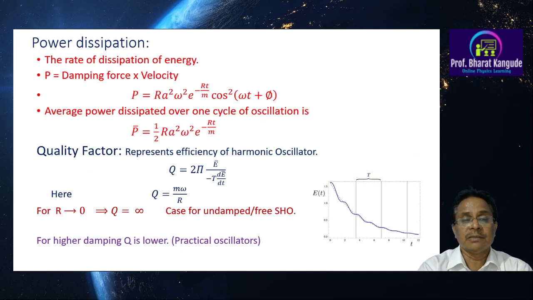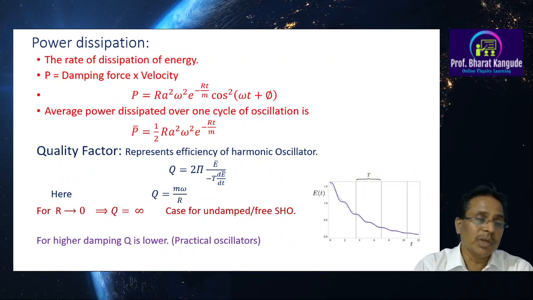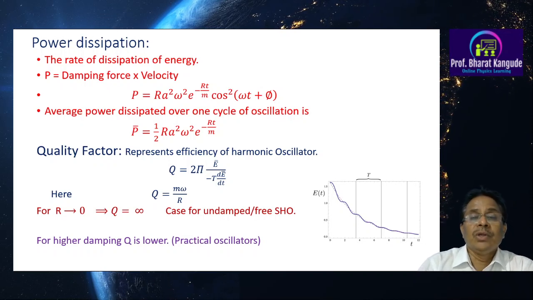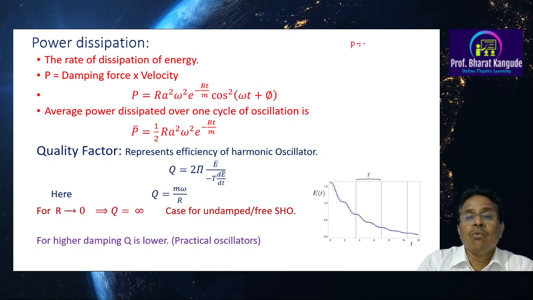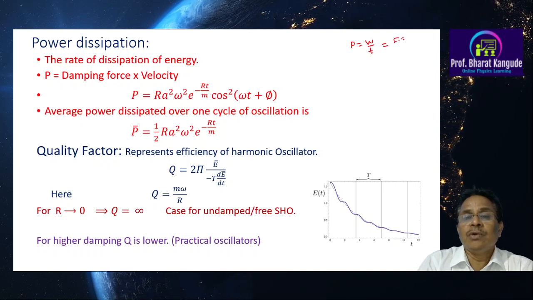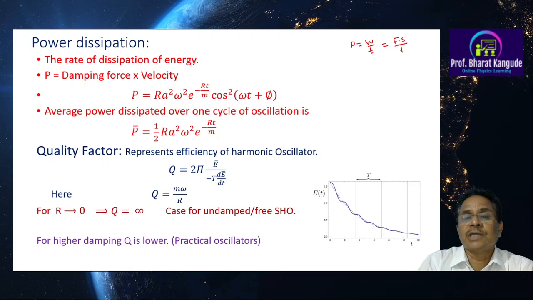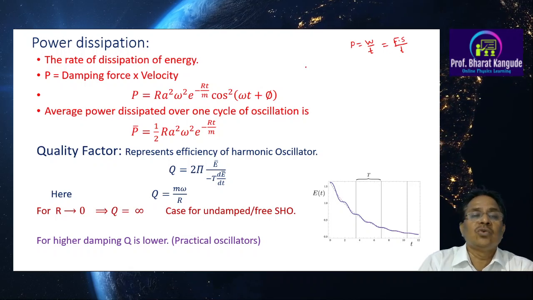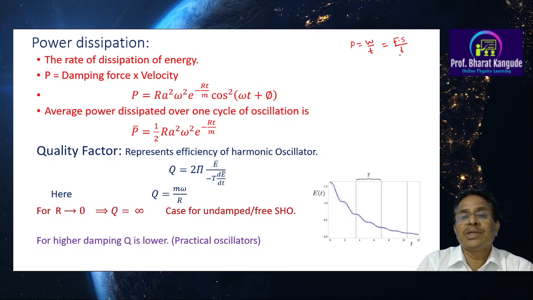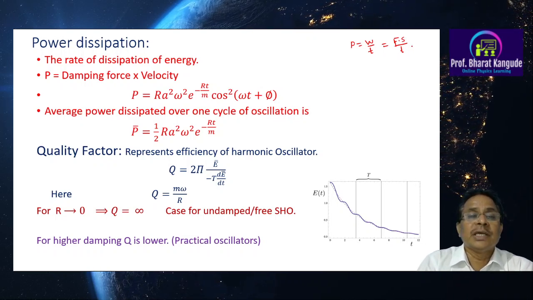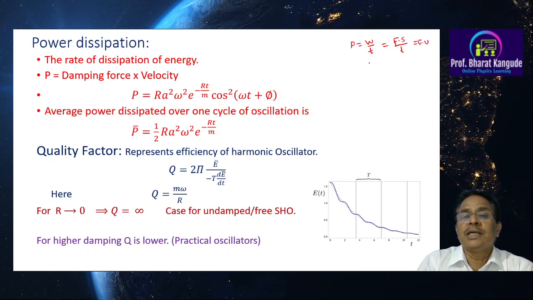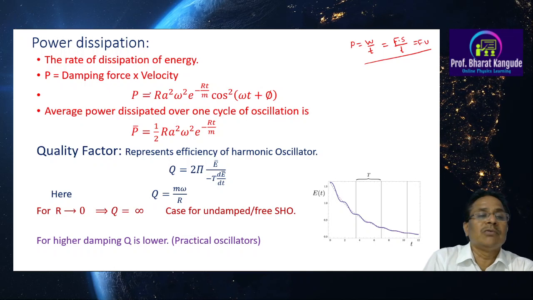In connection with that, we have to discuss one more important aspect, called power dissipation. Now we know that power is given by work per unit time, and work is given by force into displacement divided by time. So I can use this definition to define power. Displacement upon time is nothing but velocity. So one can get the product of force into velocity, which is called power. I am using this particular definition here.